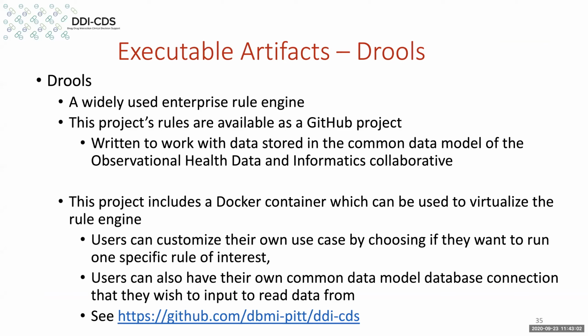So this is an open source project. The logic for the rule is public. It's up on a website called GitHub, and we provide the link on this slide. It'll also be posted, or is already posted, on our ddicds.org site. And then we include for the project something called a Docker container.